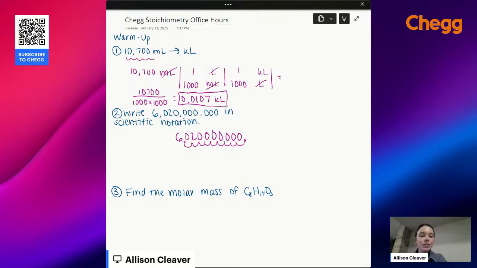Then I'm going to count that number of humps that I created. So 1, 2, 3, 4, 5, 6, 7, 8, 9. Now, any of the non-zero numbers I'm going to couple together with that decimal point that I moved, so 6.02. Then I'm going to do times 10, and then I'm going to add my number of humps as the power. So I have 9 humps, so times 10 to the 9th. And that's how I put that in scientific notation.